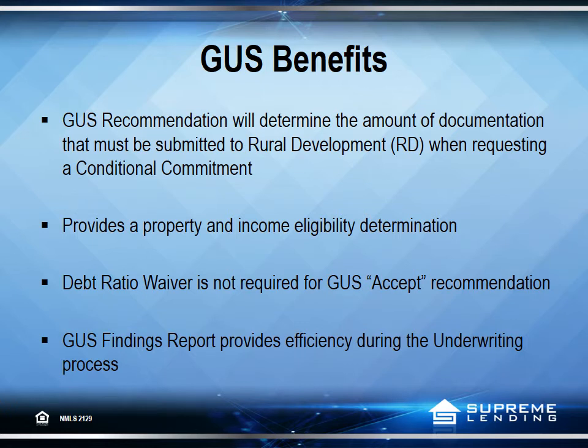Now we'll take a look at some benefits of GUS. GUS recommendation will determine the amount of documentation that must be submitted to the rural development when requesting a conditional commitment. GUS provides a property and income eligibility determination, and a debt ratio waiver is not required for a GUS accept recommendation. The GUS findings report provides efficiency during the underwriting process.